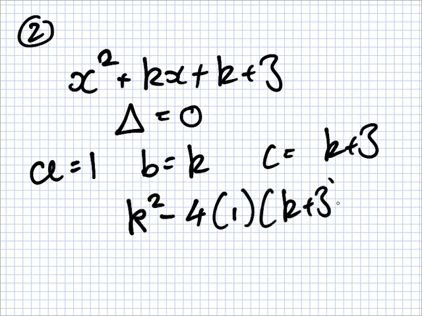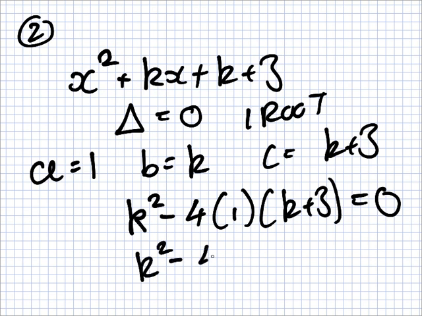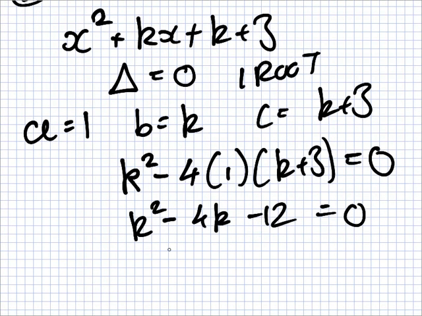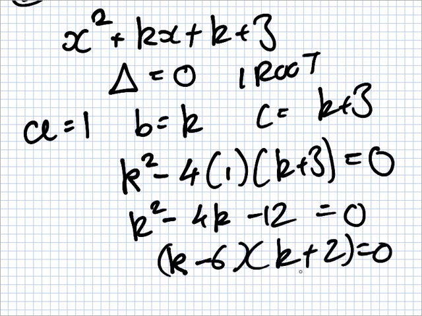So, b squared minus 4ac, that should equal 0, because we want one root. So, k squared minus 4k minus 12 should equal 0. So that's 6 and 2. So what's the answer here? Yeah, because I said in the question k is negative. Alright, 2 questions done already. Let's see what I have next.